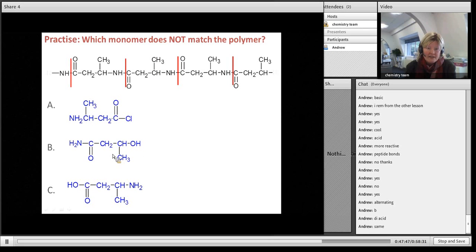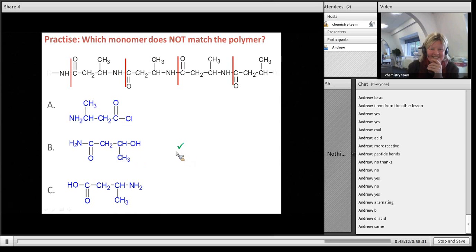This, I've got an extra OH here, which muddies things up. The OH could also react and not just the amine. Remember, we could get some ester links as well. But, oh, hang on. I haven't been looking very carefully here. Oh, A matches and C matches. N is the one that doesn't match. I should have made that a red cross.